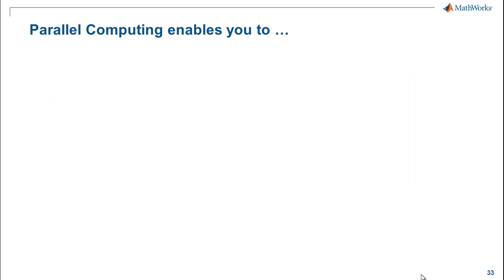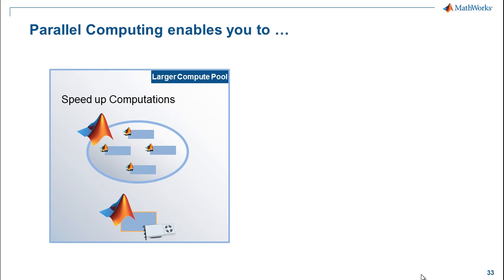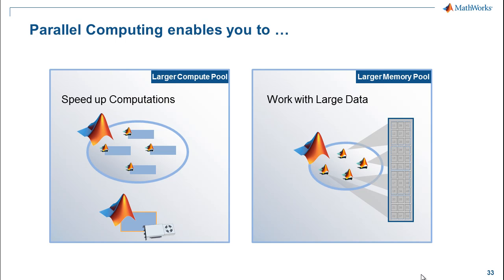So we looked at parallel computing, and we can conclude that it enables us to speed up our computations by allowing us to work with GPUs or multiple cores or processors in my CPU. It gives me this larger compute pool. What it also gives me is a larger memory pool. Each of these MATLAB workers can have their own memory and their own resources, and you can distribute a large data set among these workers to work upon.